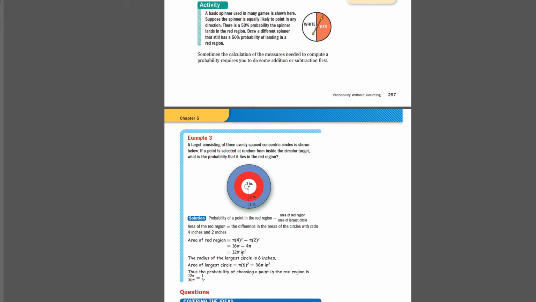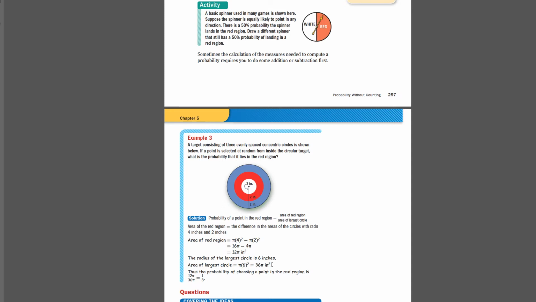We're going to use pi in the calculation until we get to the very end of it, because as we'll see, it's going to cancel out. So our area of interest, the red region, is 12 pi inches squared. We want to divide that by the area of the largest circle. The area of the largest circle is determined by the calculation of pi times its radius, which is 6, squared. So pi times 6 squared is 36 pi inches squared.